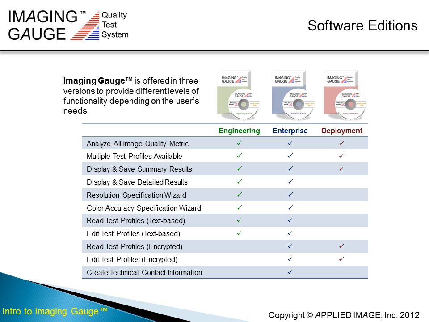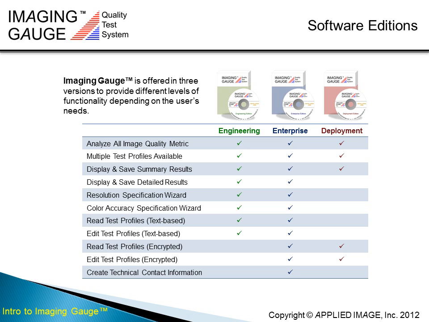ImageEngage is offered in 3 editions: Engineering, Enterprise, and Deployment. All 3 editions perform the full suite of image quality metrics. They can use multiple profiles, and they display and save summary results. However, only the Engineering and Enterprise versions display and save detailed results.